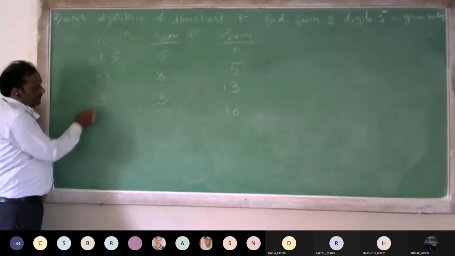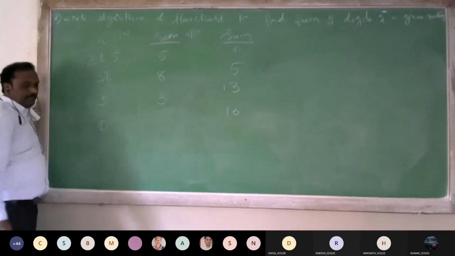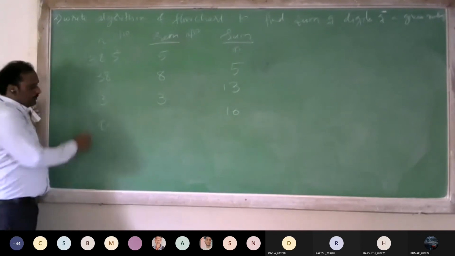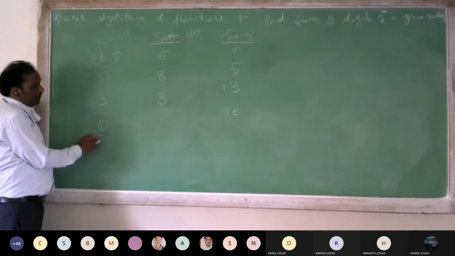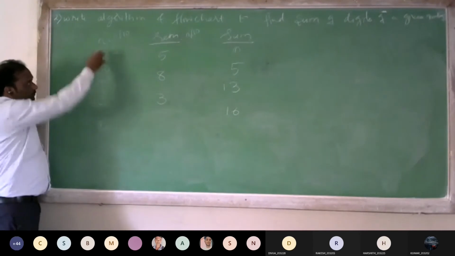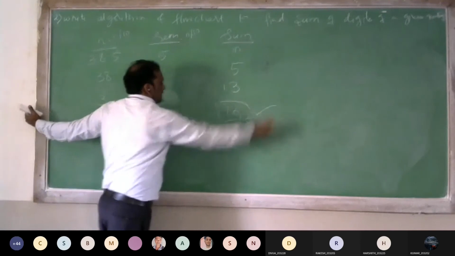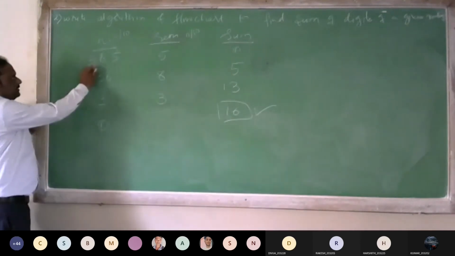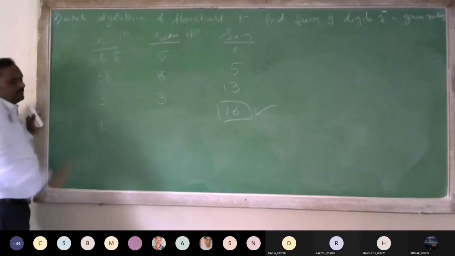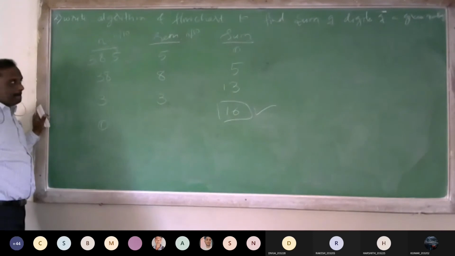Again, divide this number. 3 divided by 10 is 0. When you get 0, stop. When n is not 0, then you do this division. So, what is the sum? Sum is 16. That means 3 plus 8 is 11, 11 plus 5 is 16.